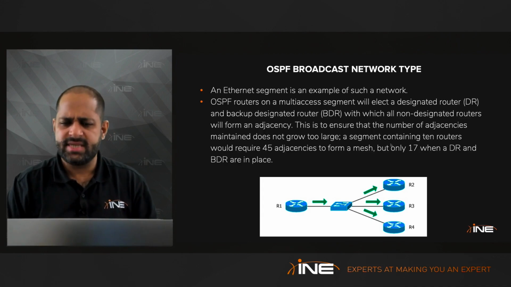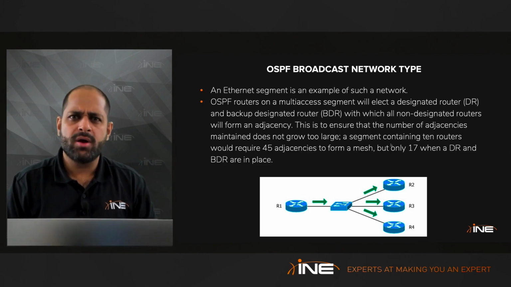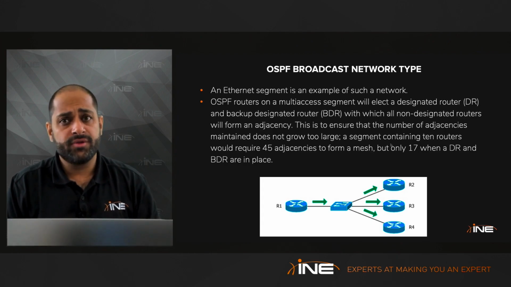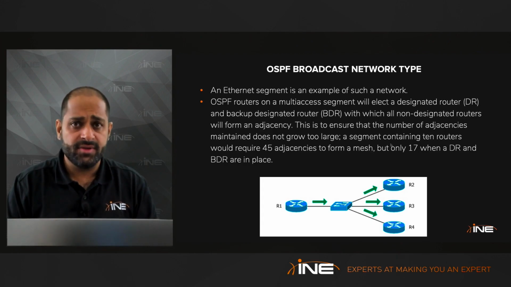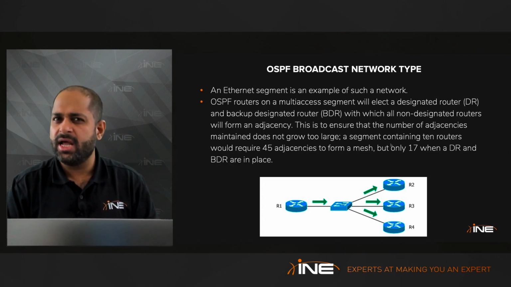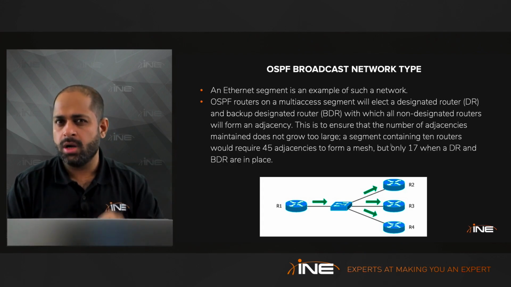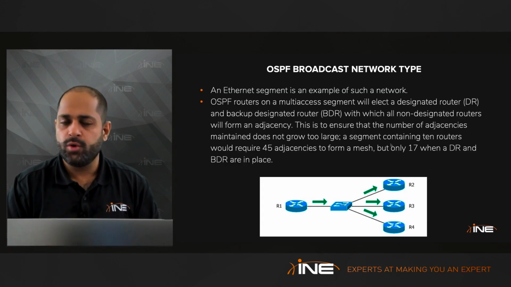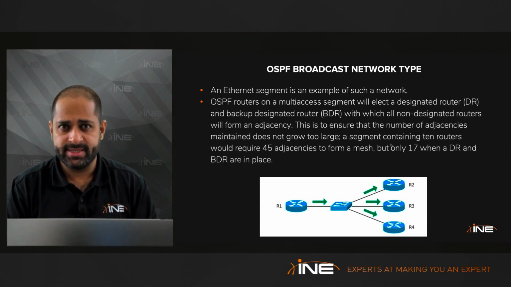For example, in this diagram, let's assume that router 1 becomes the DR. Router 2 is the BDR. Router 3 and 4 would be DR others. Now, both router 3 and 4 would form full adjacency with R1 and R2 because they are the DR and BDR. 3 and 4 would not form full adjacency with each other. They would be in two-way state.